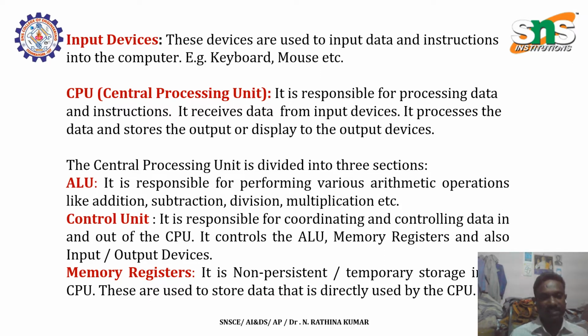Next, the central processing unit is generally divided into three types. One is the arithmetic and logical unit; it performs various arithmetic operations. The second one is the control unit; it coordinates and controls the data. The third one is the memory register; it is a temporary storage device to store the data.